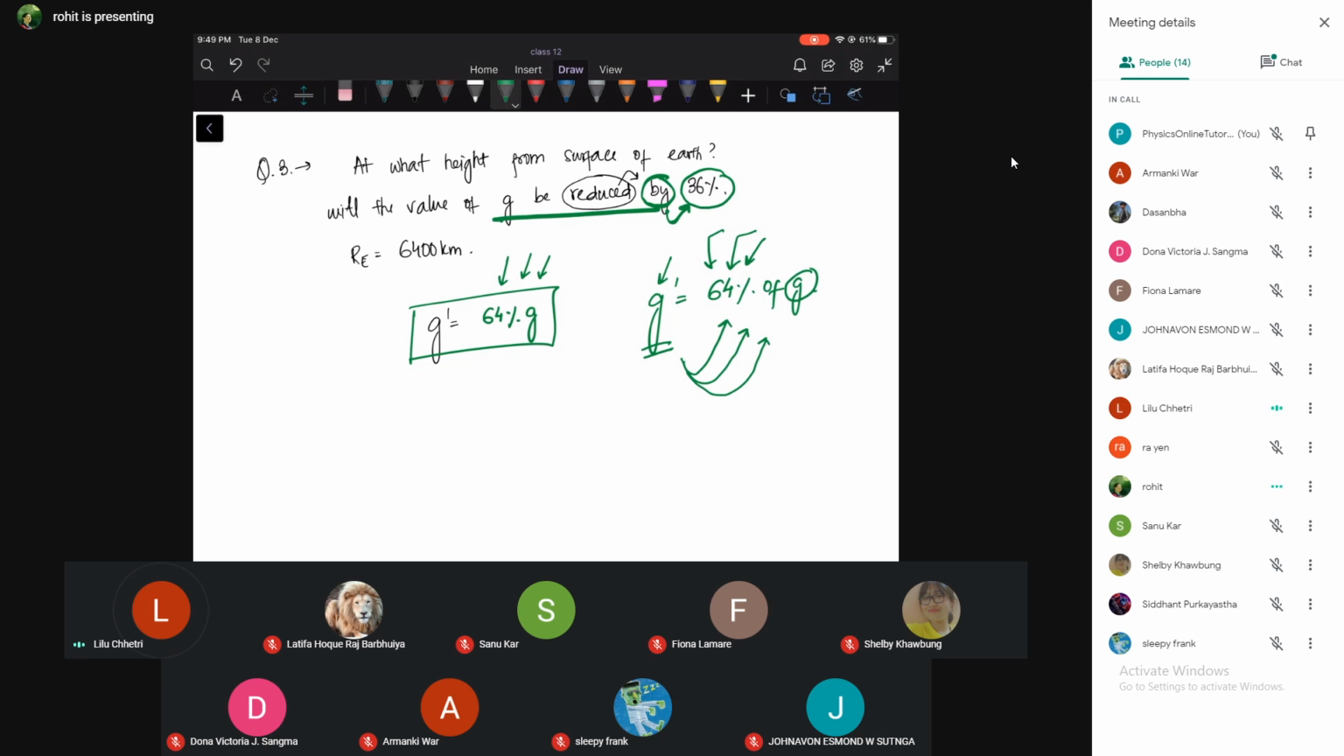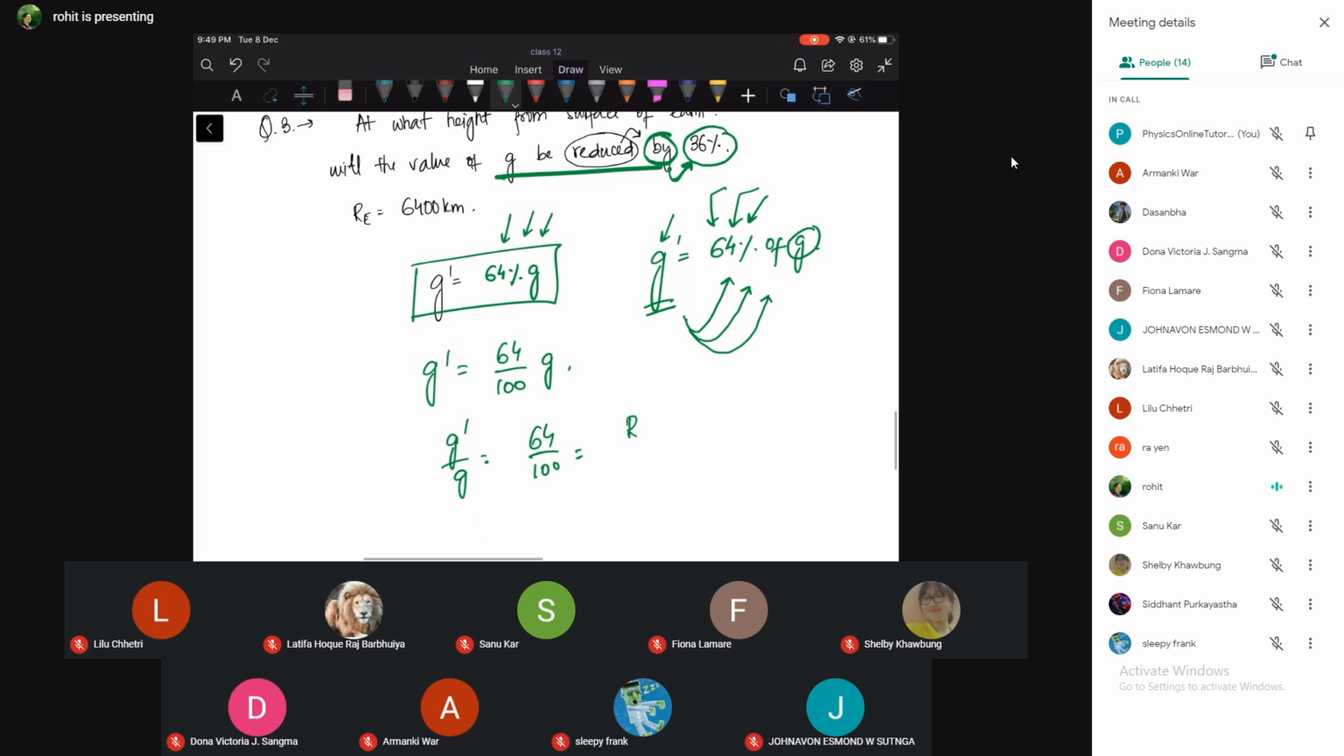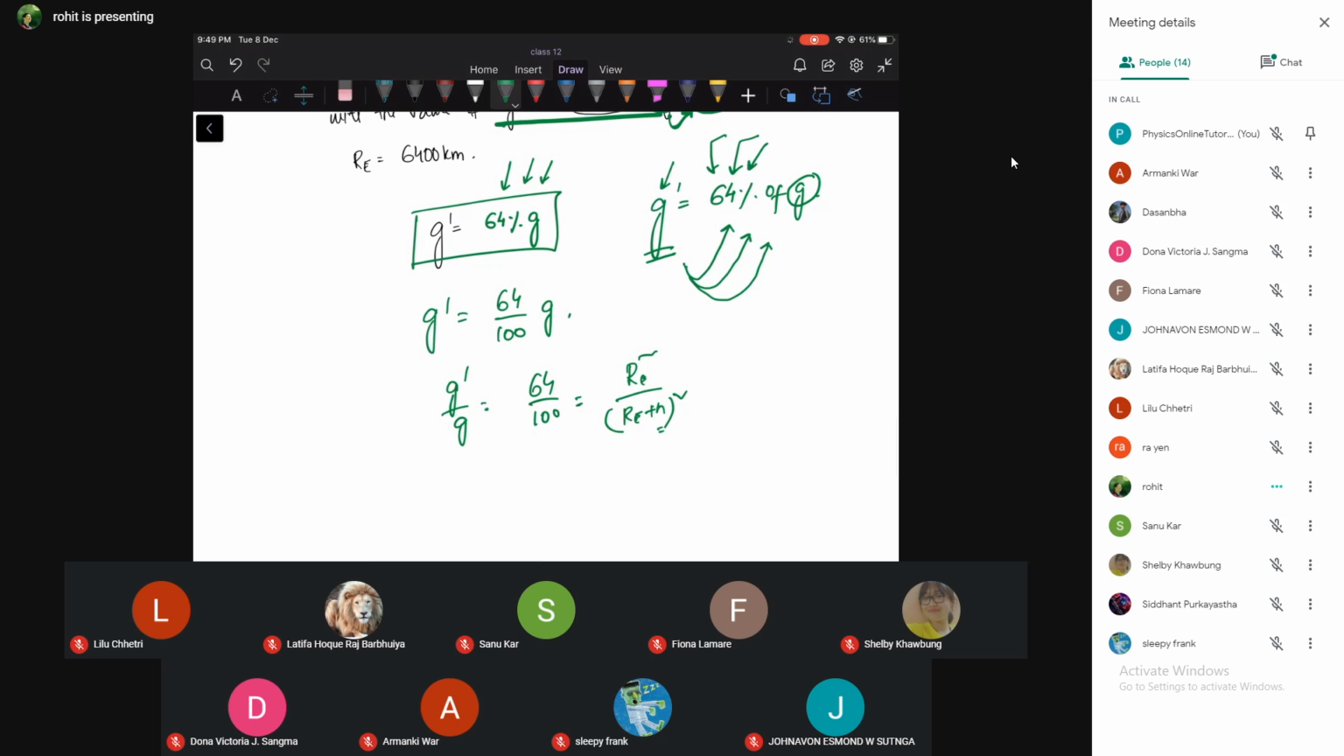Yes, sir. Okay. So I'm going to use the same method now. I'm going to write g prime is equal to 64%, that means 64 by 100 into g. So g prime by g equals 64 by 100. And you know again, right? I can write here Re squared by Re plus h, whole thing squared. Again, I just have to find at what height the value will be reduced by 36%. I don't need to show you the steps and all.